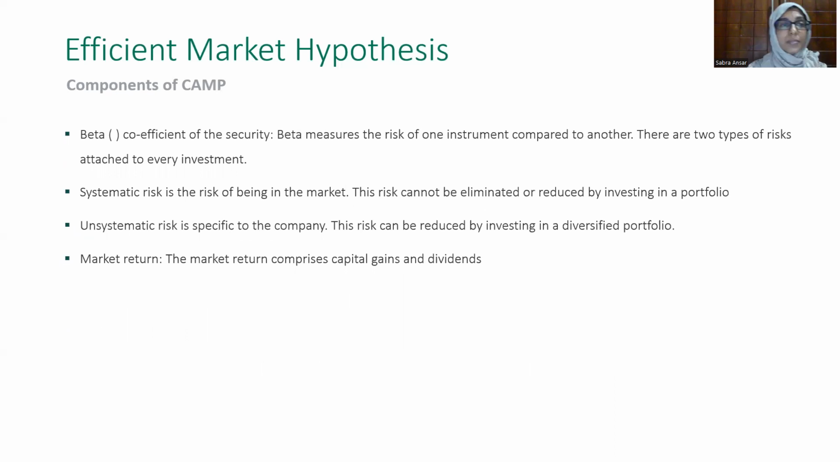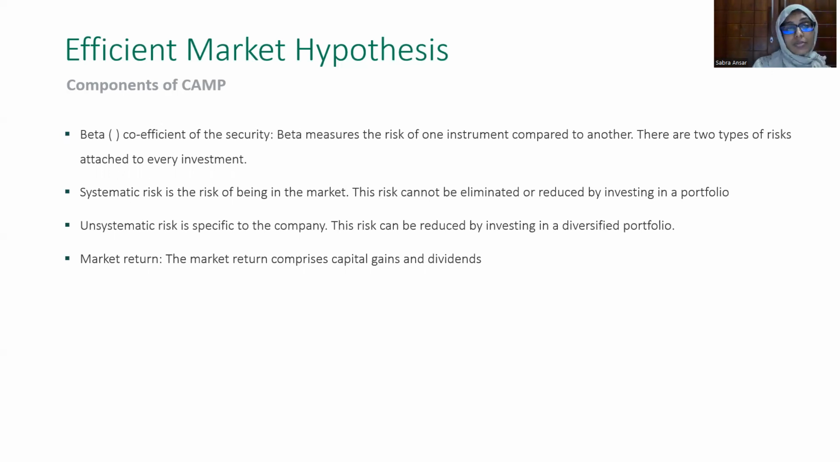As you can see, there's something called beta. Beta is the coefficient of the security. Beta generally measures the risk of one instrument compared to the other. There are two types of risk attached to every investment: one is the systematic risk, and the other is the unsystematic risk.